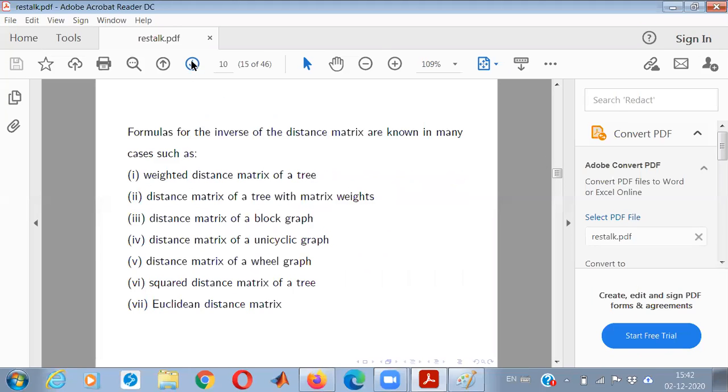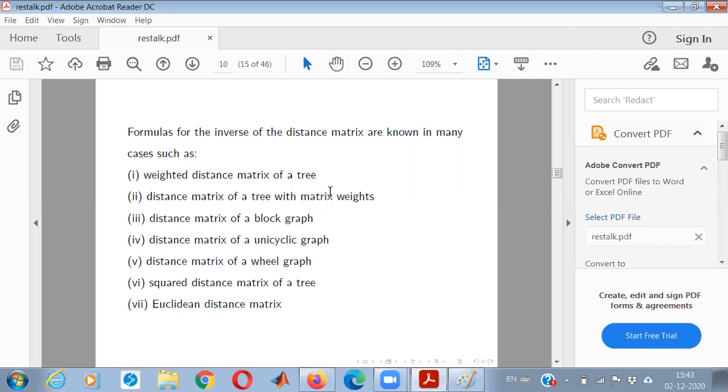So I think I have listed several instances. I'll say something briefly about some of them. If you take a distance matrix of a tree with weights, then you have a similar formula. What I mean is the inverse of the distance matrix is minus half times the Laplacian plus a rank 1 matrix. And the Laplacian one has to define properly. It may not always be the graph Laplacian.